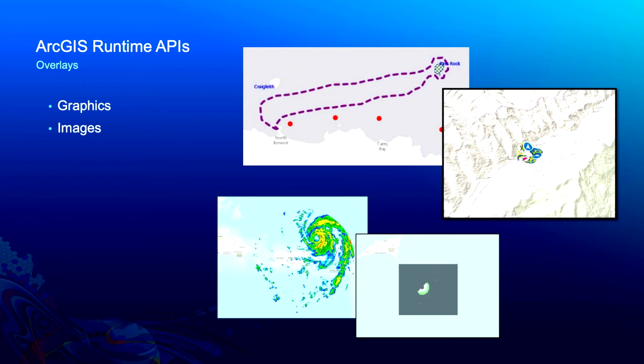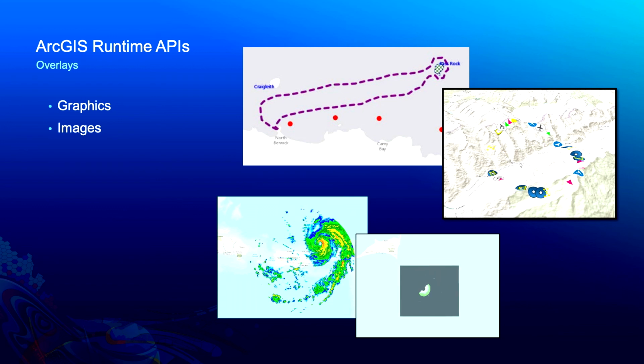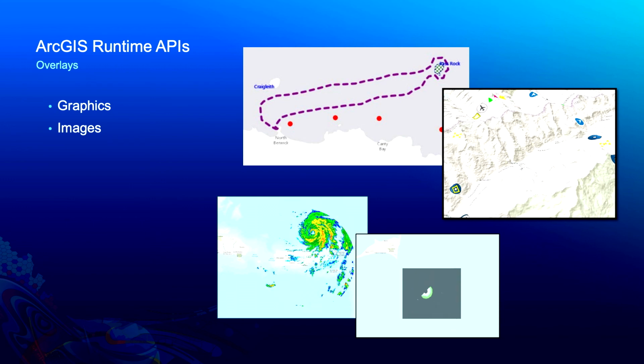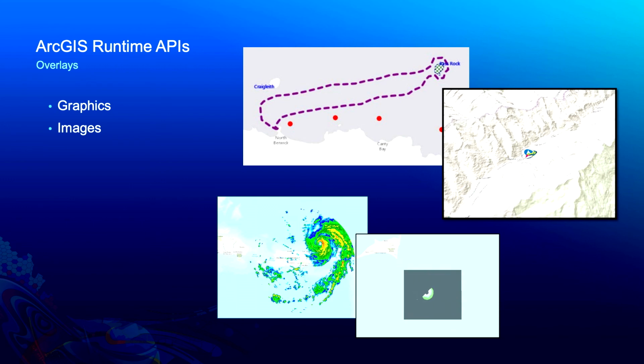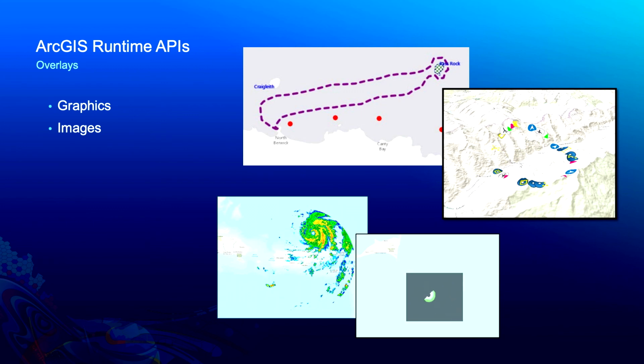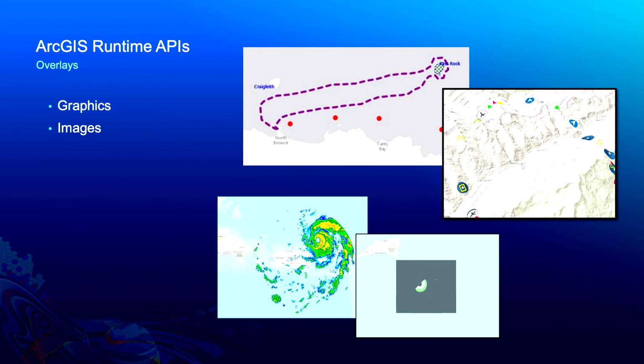Runtime has a concept of overlays. These are temporary graphics that appear within your application, but they're not part of the map or the scene. They layer on top of that information product, whether they're just points, lines, and polygons, or whether they're images that are being animated across your map or scene.